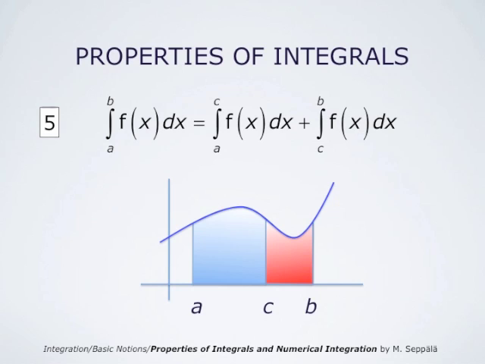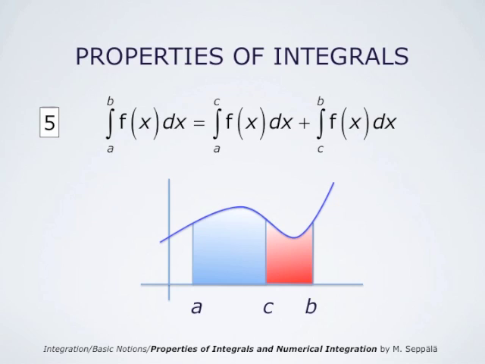If c is between a and b and f takes only positive values, then these integrals correspond to areas, and this property is completely obvious. The integral from a to b of f(x) dx is the area of the domain under the graph of the function f. It is the blue curve shown in this picture, over the interval from a to b. That is this integral on the left-hand side.